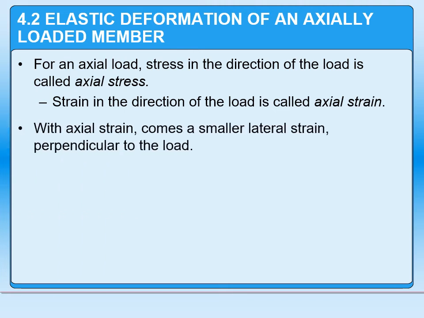So for our terminology, if we have an axial load, we describe the stress on the specimen as an axial stress, and we also describe the strain as an axial strain. These are all aligned with each other. So the load is along the axis, the stress would be along the axis, and the strain would be along the axis. Interestingly enough, though, when you have an axial strain, it turns out that you have a smaller strain in the opposite or lateral direction, perpendicular to the load.